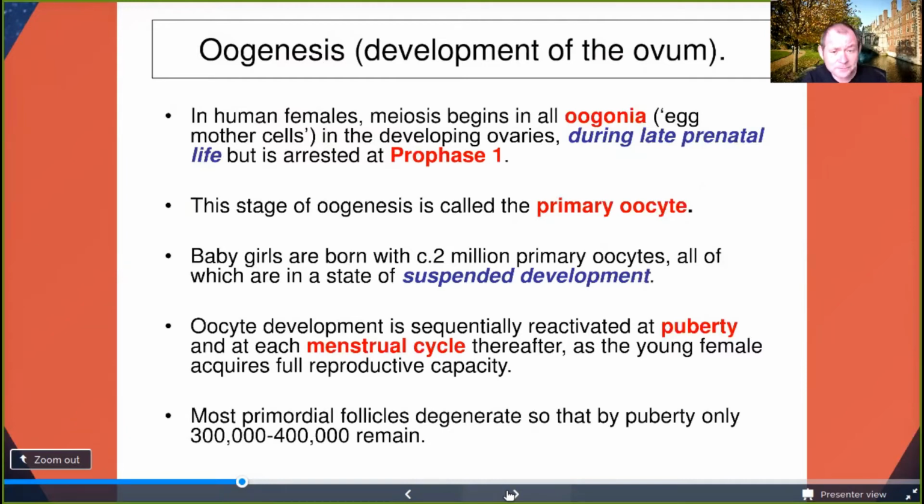Okay, so baby girls are born with about 2 million primary oocytes, all of which are in a state of suspended development. They started developing when she was a fetus, and then they stopped. Oocyte development is sequentially reactivated at puberty and at each menstrual cycle thereafter, as the young female acquires full reproductive capacity. Most of these primordial follicles degenerate, so by puberty, about 300 to 400,000 are left, more than a woman needs for a lifetime.